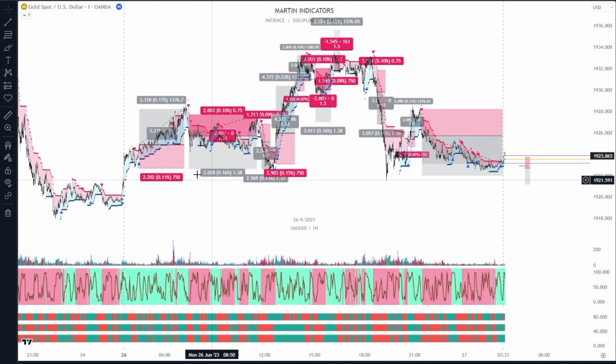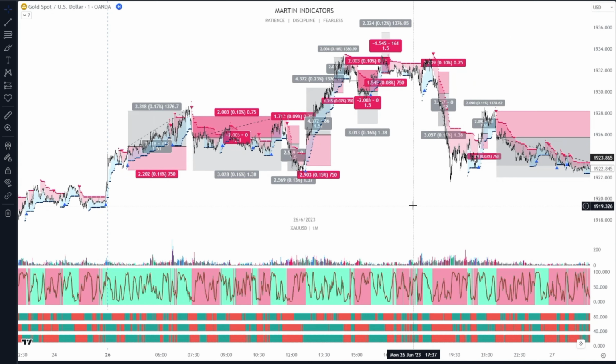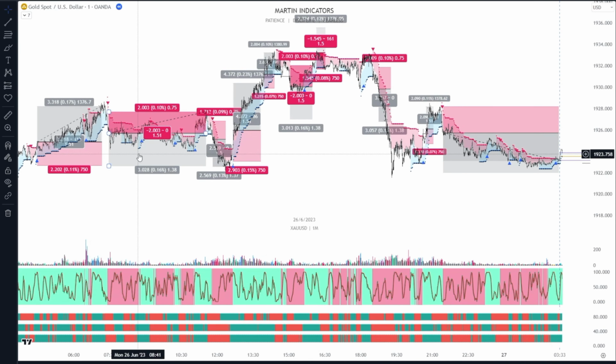Total trades on this day were 1, 2, 3, 4, 5, 6, 7, 8, 9, 10 trades. In that, we had 3 losses and 7 wins. So that's the winning ratio. Next, we will see how the strategy performed on Monday, and we'll see the total trades and stats of the day.